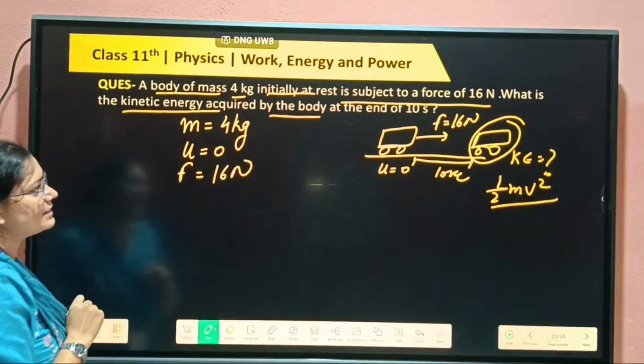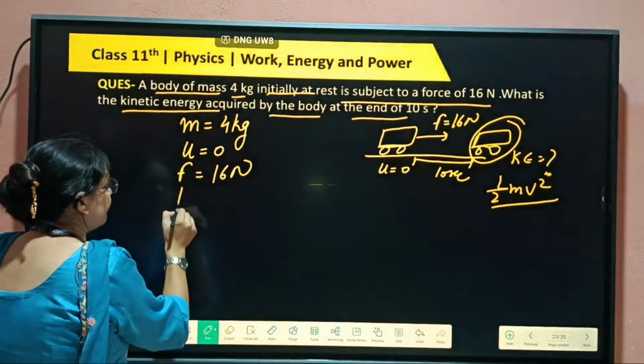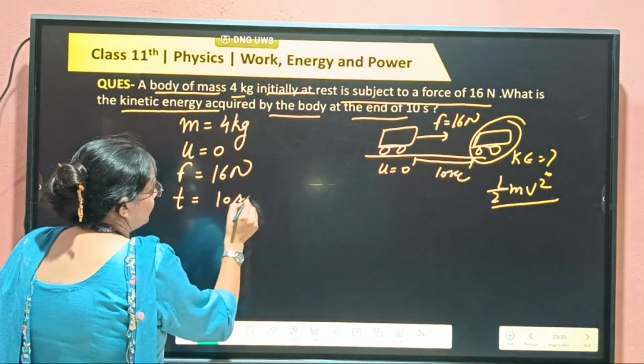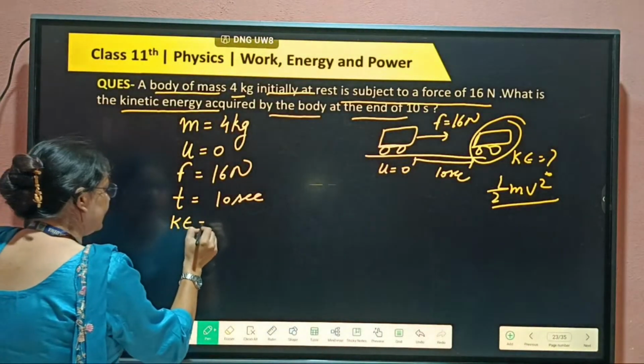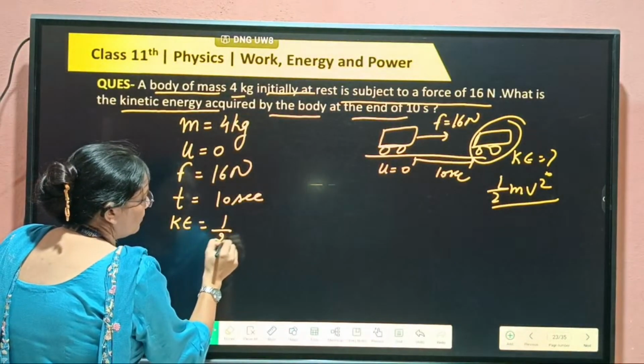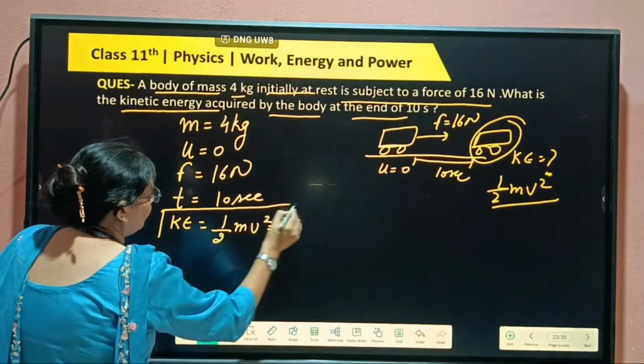What is the kinetic energy acquired by this body at the end of the 10 seconds? Your time is given here, 10 seconds. Clear? So from here we have to find out kinetic energy. Kinetic energy we know about this one, that is half mv square. What do you have to find?